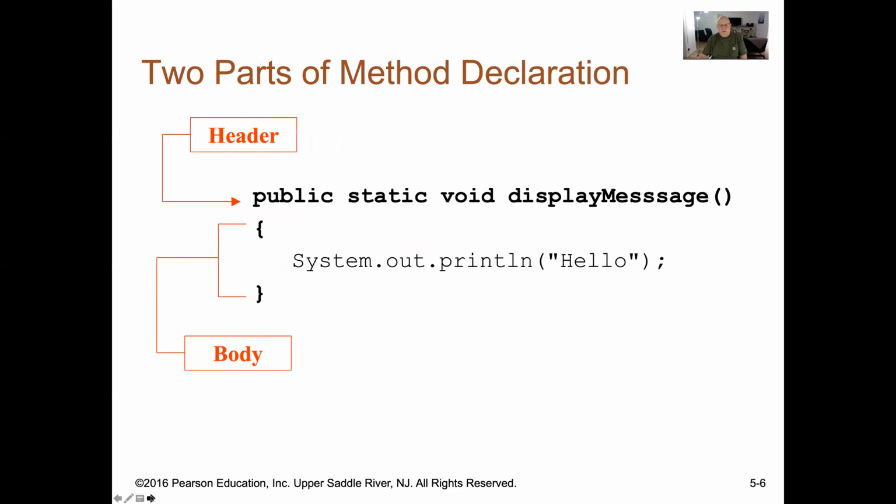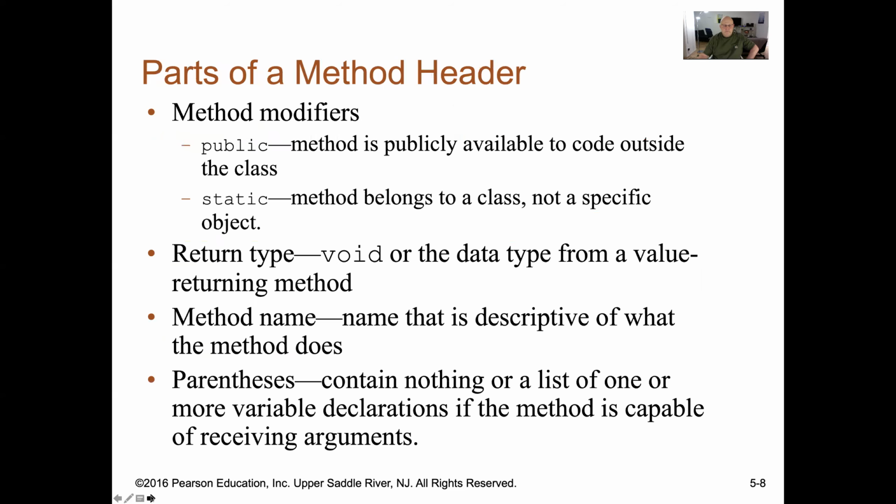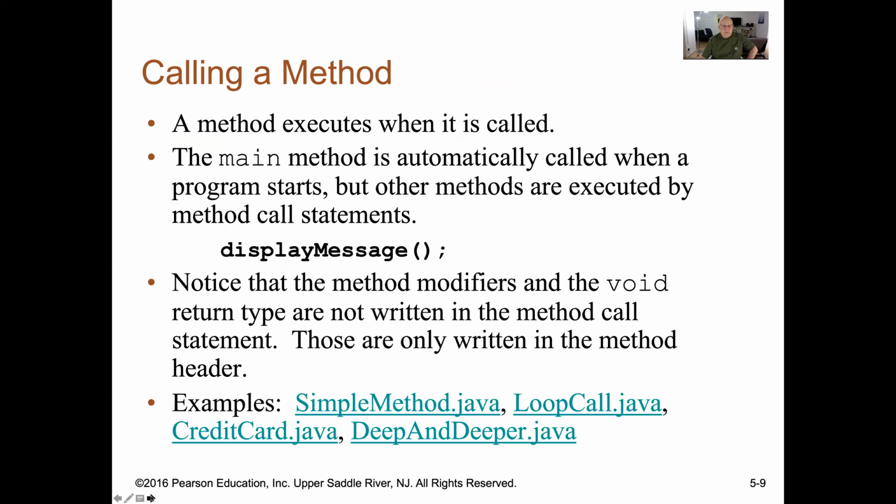This is an example of a method declaration. See the header and the body. This is an example of parts of a method header. These are parts of a method header, which are method modifiers, return type, method name, and parentheses. How do you call a method? A method executes when it's called. The main method is automatically called when a program starts, but other methods are executed by method call statements.